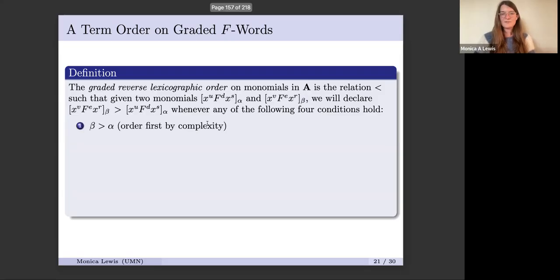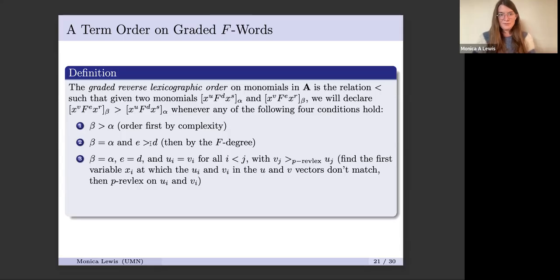So think of this like a checklist. First and foremost, if your complexity is higher, you automatically win and you are bigger in the order. So this order, by definition, preserves the grading. If the complexity is tied, then the next place you're going to look is the F degree. If you have more Fs, then you automatically win. Nothing else you have to check.